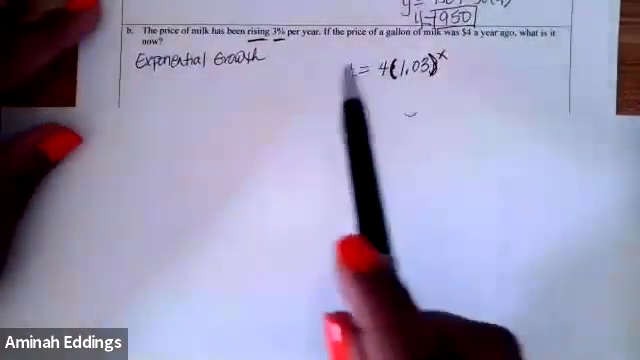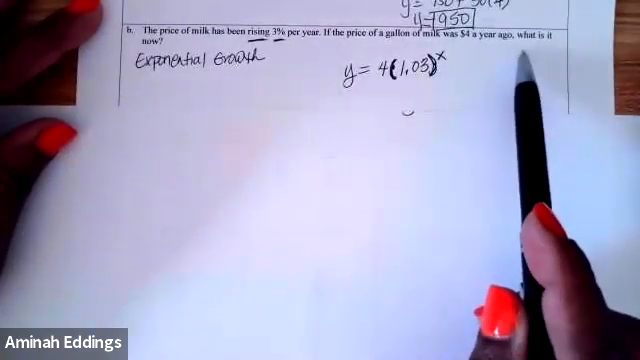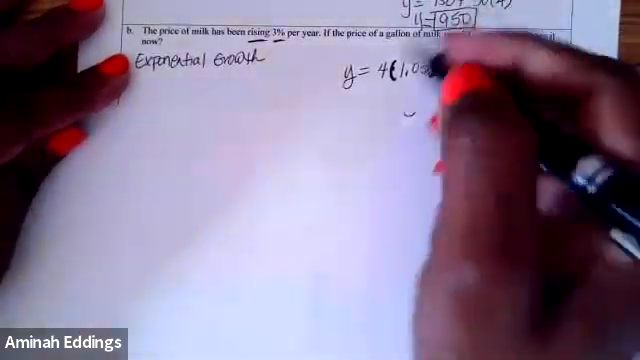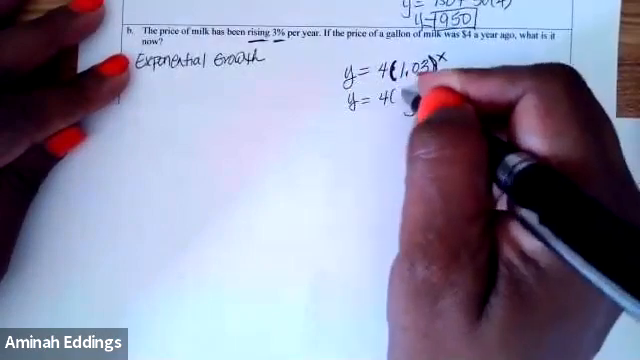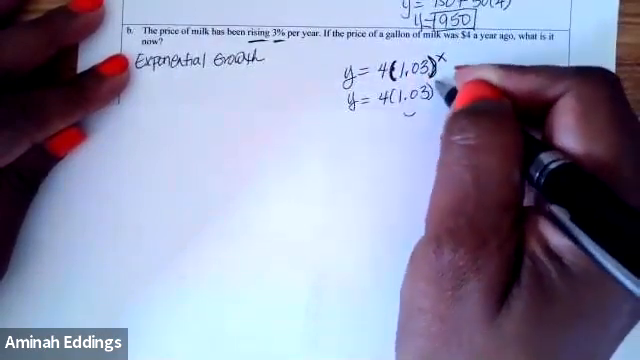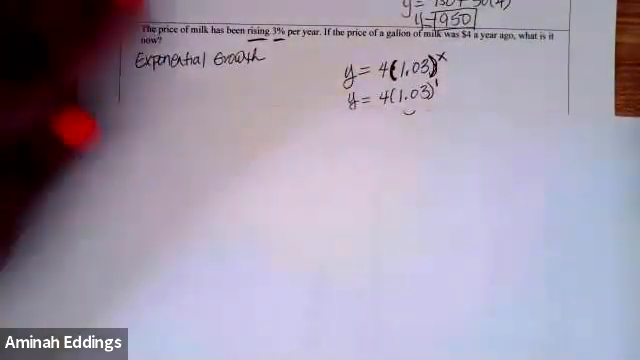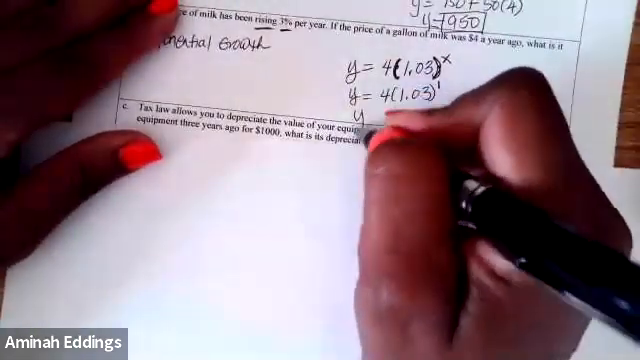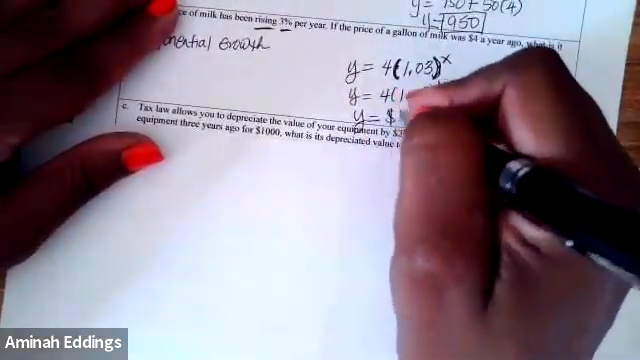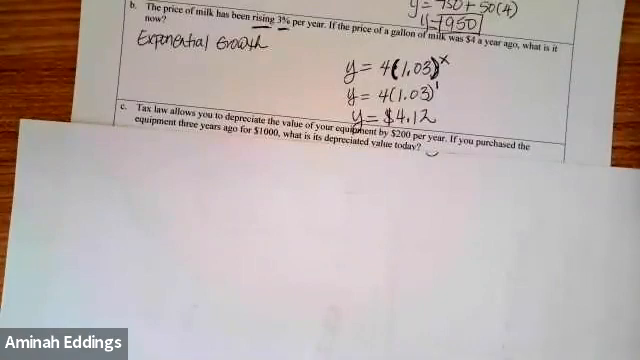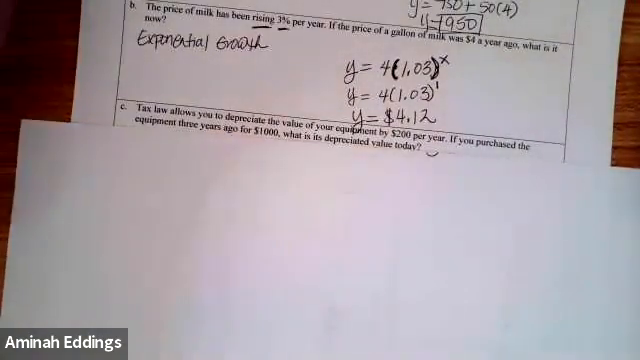All right. So the question is, if the price was $4 a year ago, what is it now? So that means my year, my x is 1. So I simply say y equals 4 times 1.03 to the first power. Okay. And if I put that in my calculator, you should get $4.12. Okay. Questions on B? All right, last example.